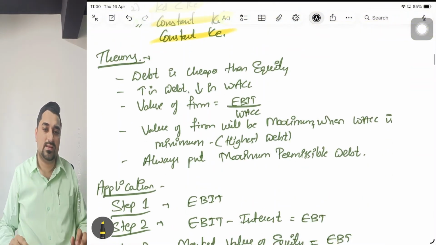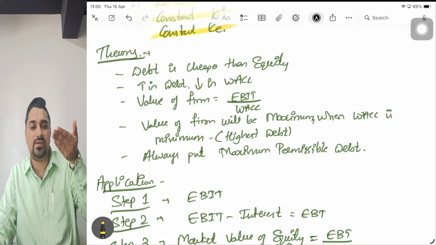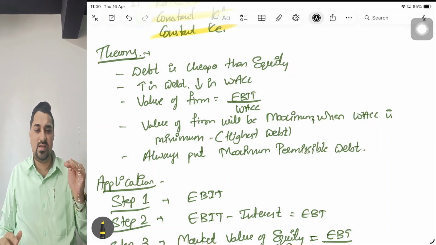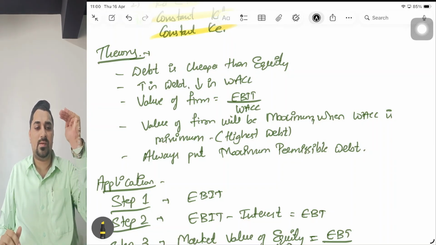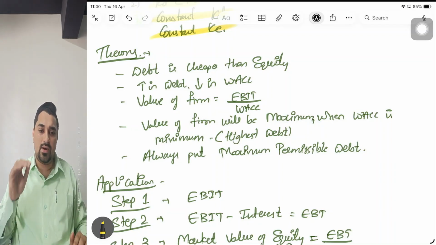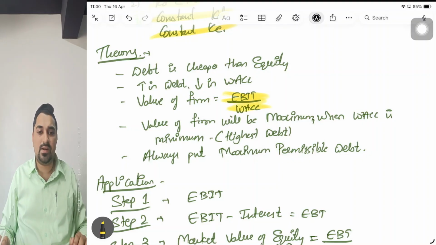So what is the theory? The theory says debt is cheaper than equity. For every increase in the proportion of debt in my capital structure, my WACC will come down. So debt is a cheaper source of finance. And how do we determine value of the firm as per this approach? The formula is EBIT divided by WACC.